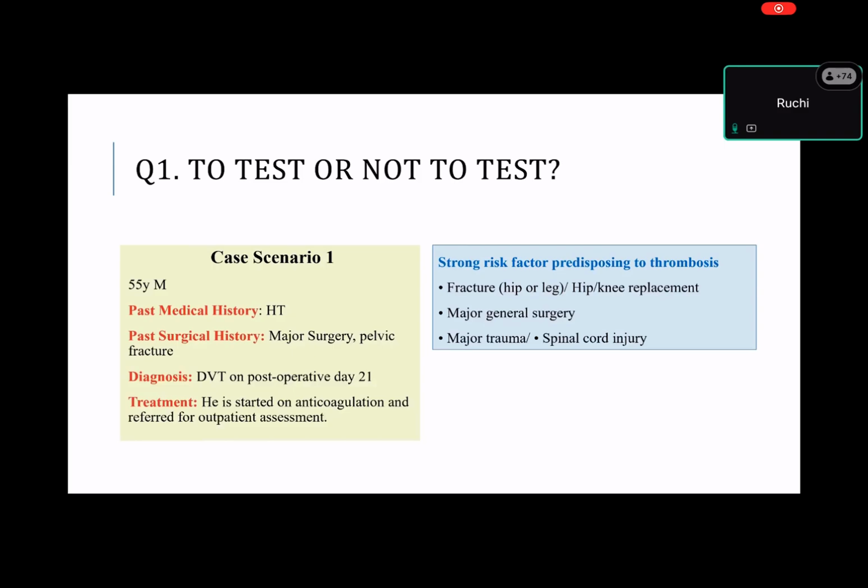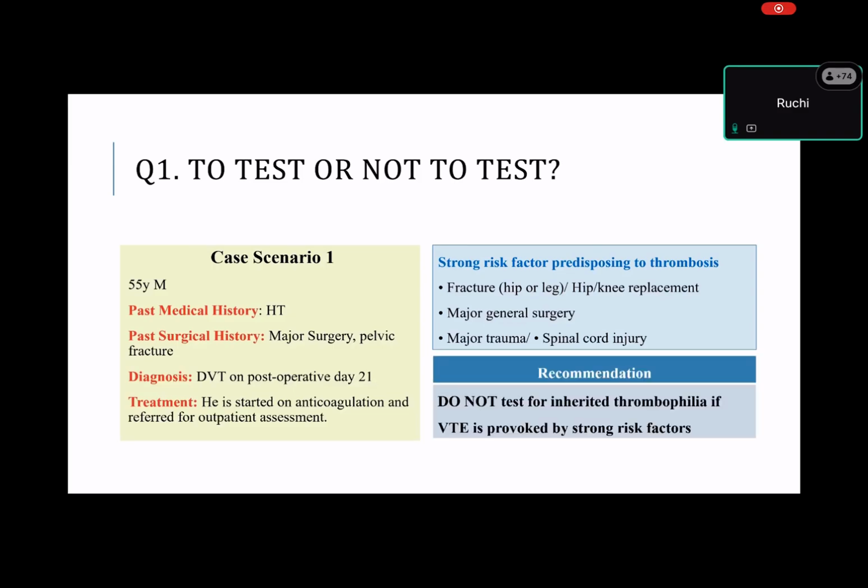So coming back to the case scenario 1, where I said that it was a 55-year-old male who had undergone major pelvic surgery and had developed PVT on day post of 21. So if you look at the strong risk factors which predispose to thrombosis, a fracture of the hip or leg or a knee replacement surgery or a major surgery in general anesthesia, or anything following major trauma where the patient has been bedridden or in the hospital for more than 30 days, then these are all strong risk factors which can predispose to thrombosis. इसीलिए the general recommendation is do not test for inherited thrombophilias if there is a presence of these known strong risk factors.